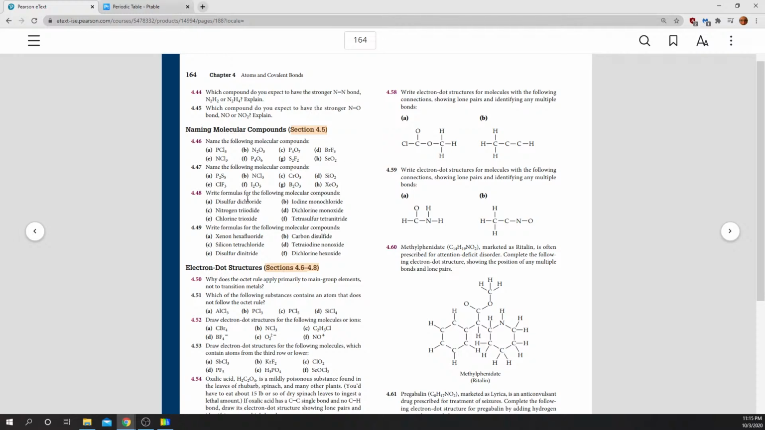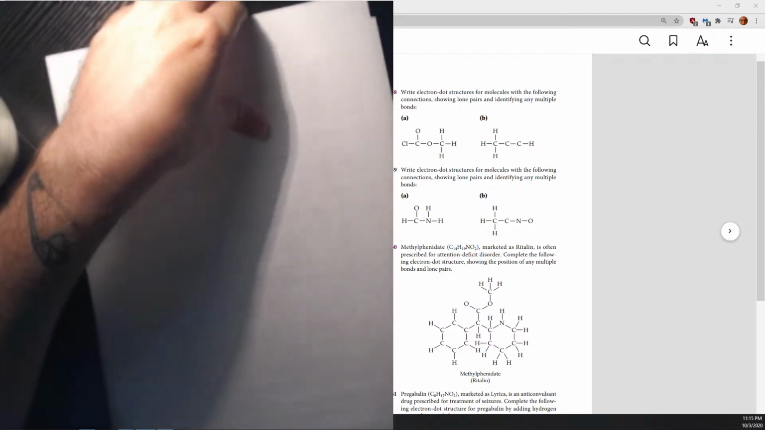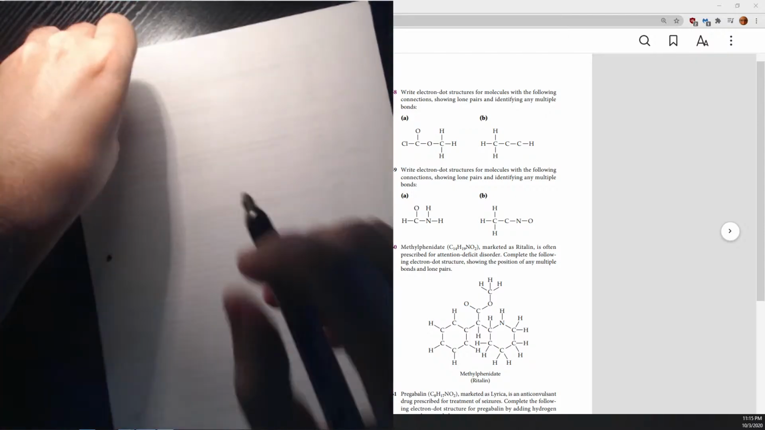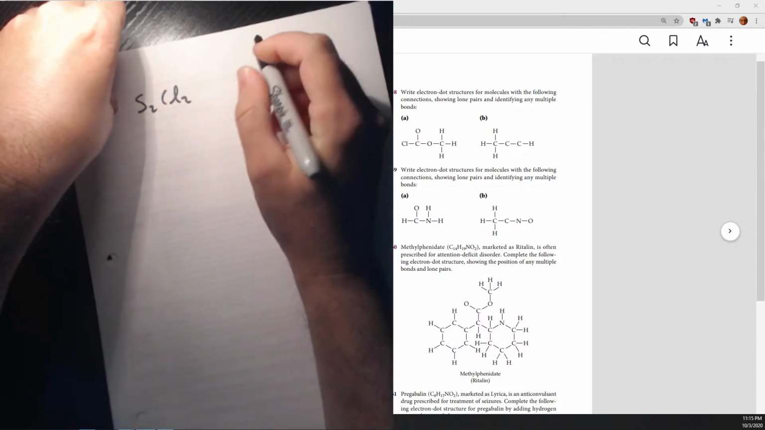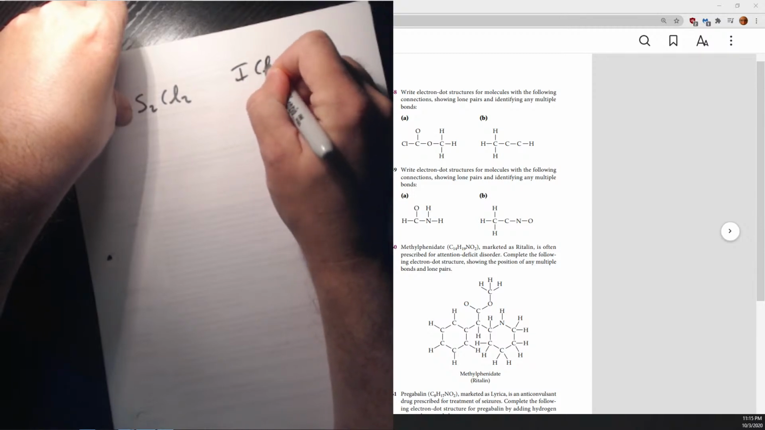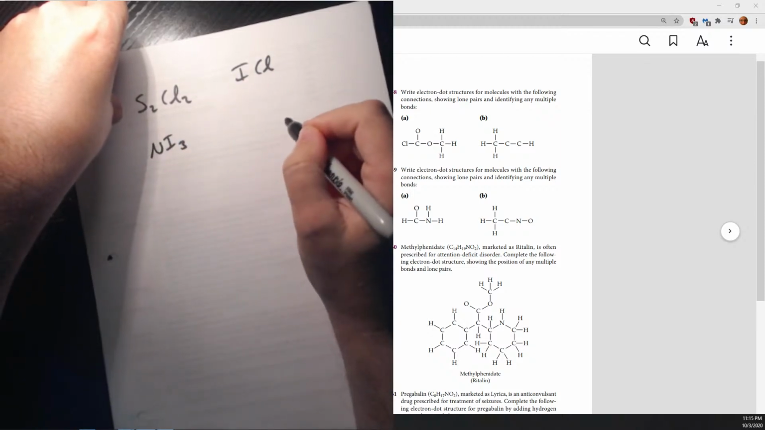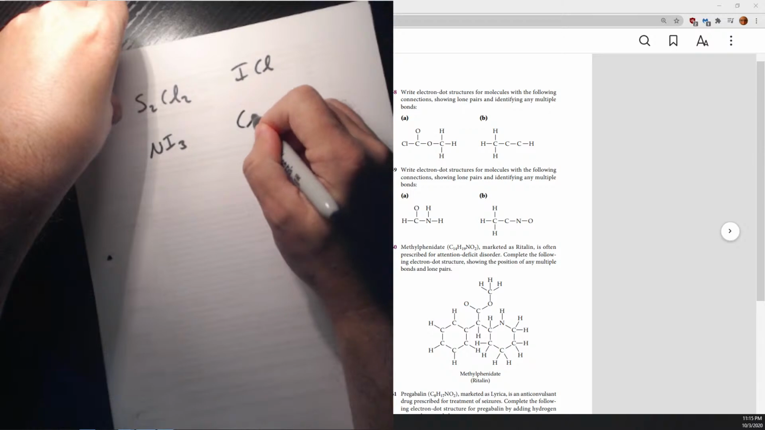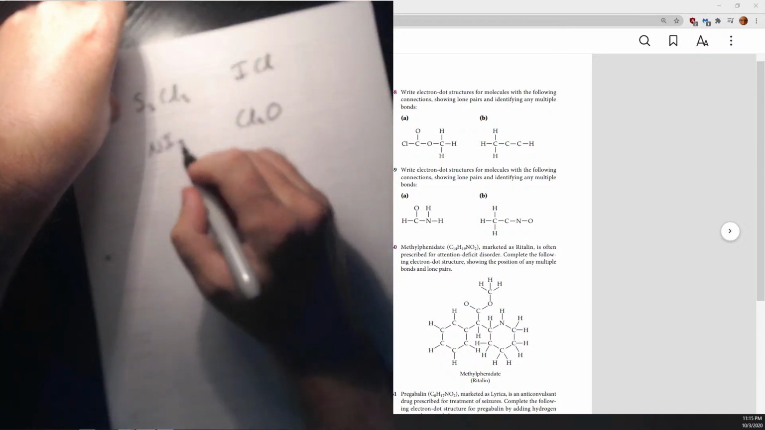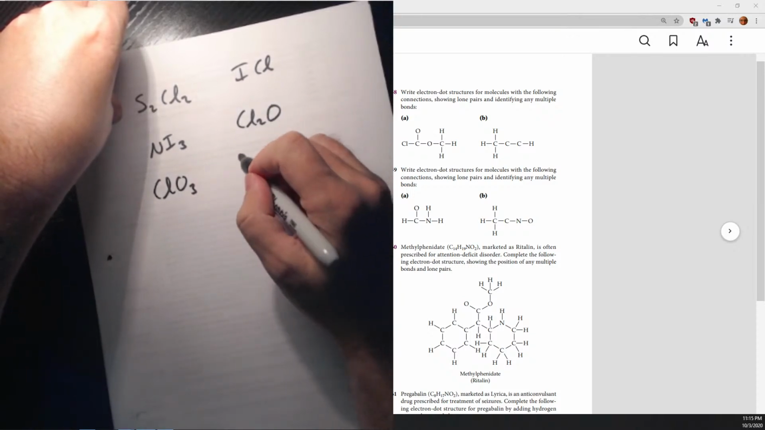Write the formulas for the following molecular compounds. Okay, I'll go ahead and turn the camera back on for this one. Disulfur dichloride is going to be S2Cl2. Iodine monochloride is ICl. Nitrogen triiodide is NI3. Dichlorine monoxide is Cl2O. Chlorine trioxide is ClO3. And tetrasulfur tetranitride is S4N4.